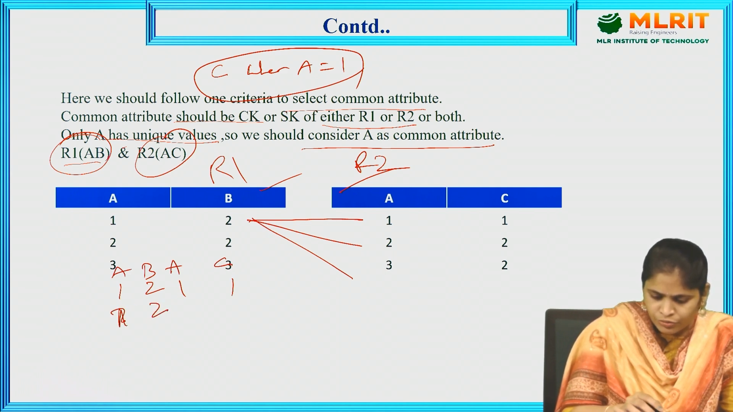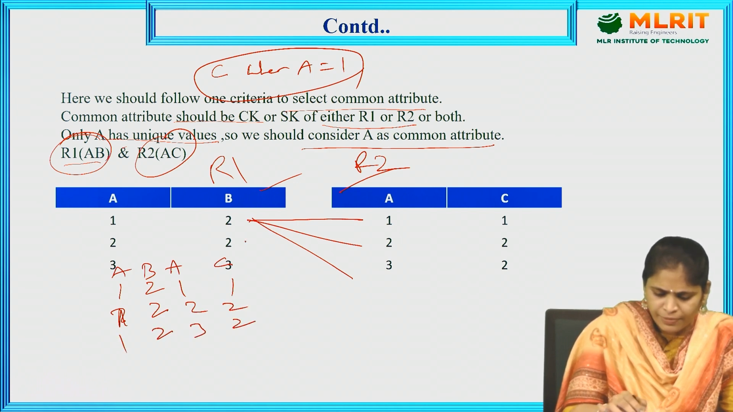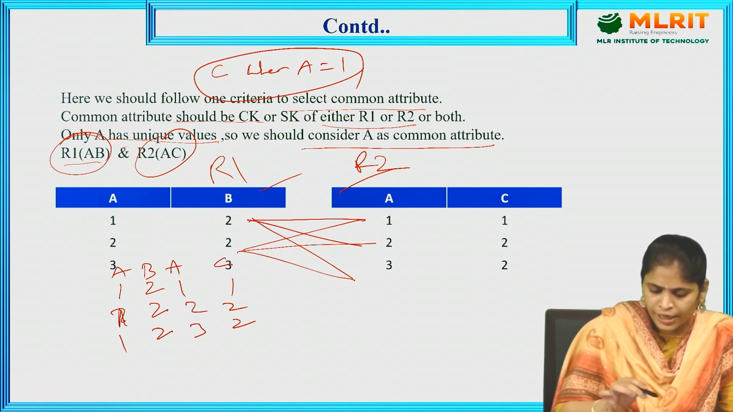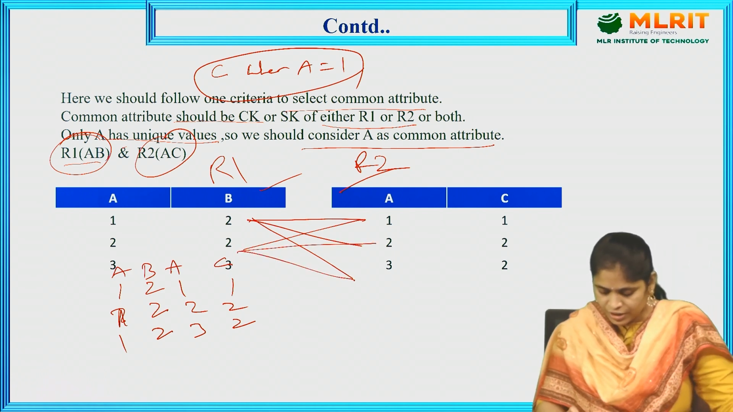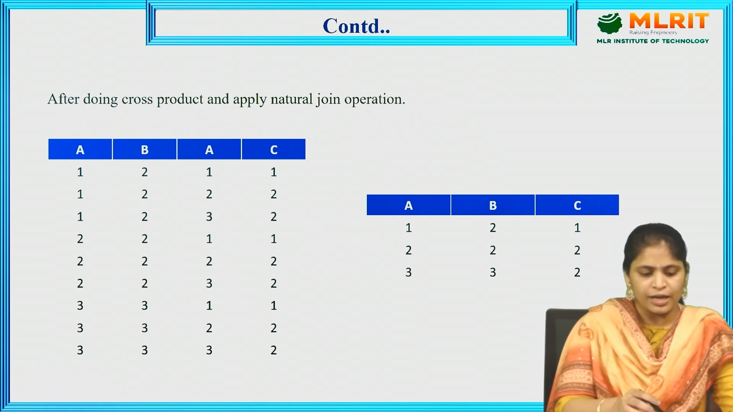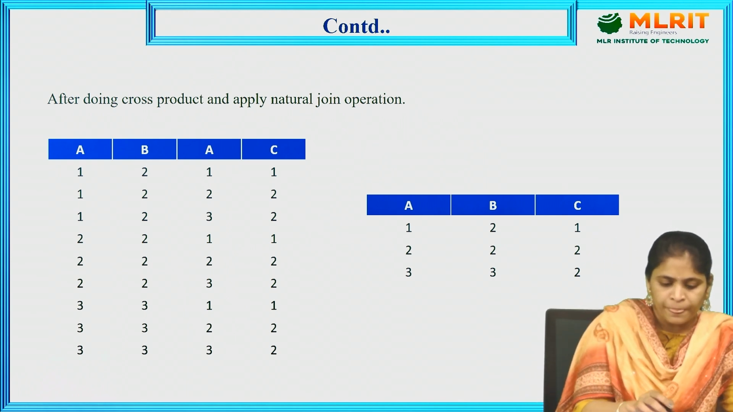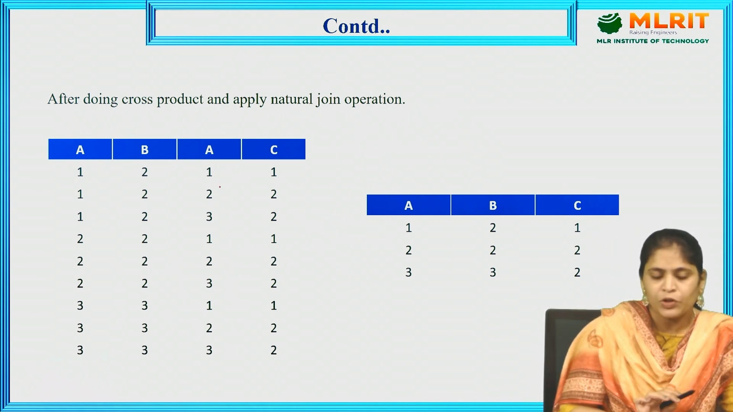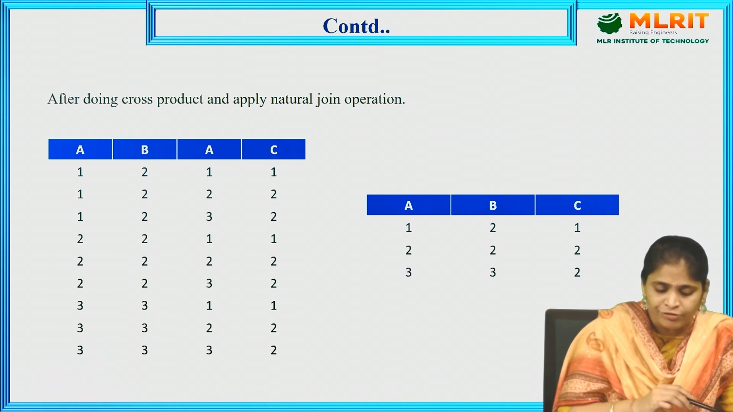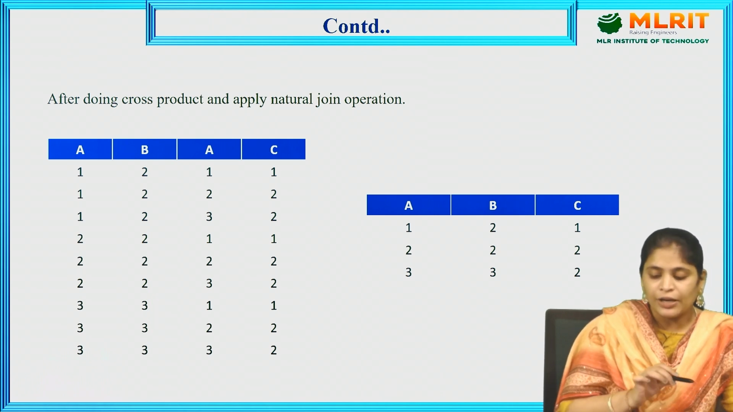Next, 1, 2, 2, 2. Next, 1, 2, 3, 2. In the same manner, I map 2, 2, 1, 1, then 2, 2, 2, 2 and 2, 2, 3, 2. With this, I get the resultant after doing the join cross product. Now here I want the data.